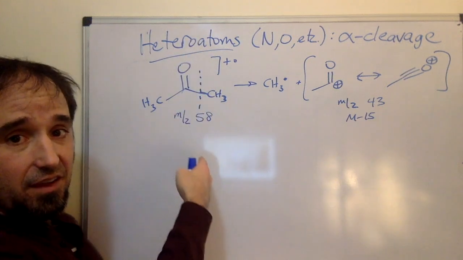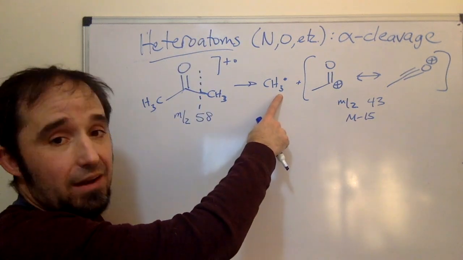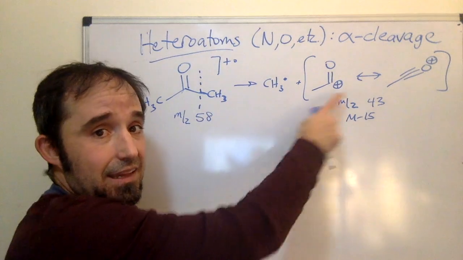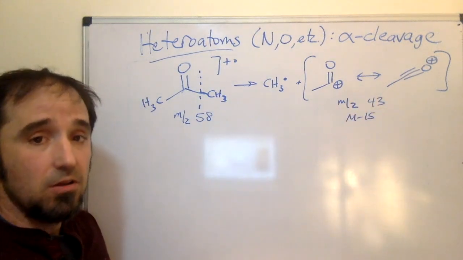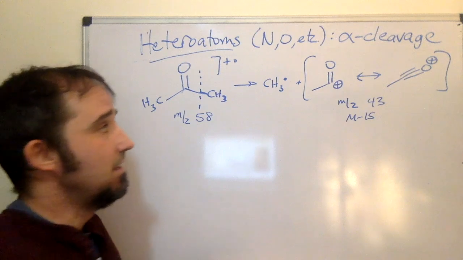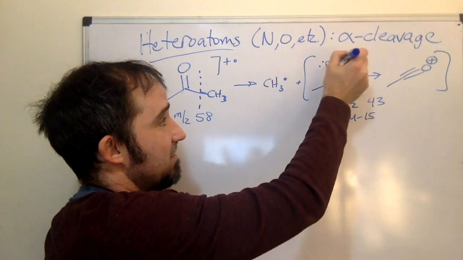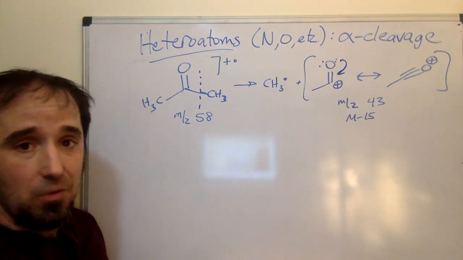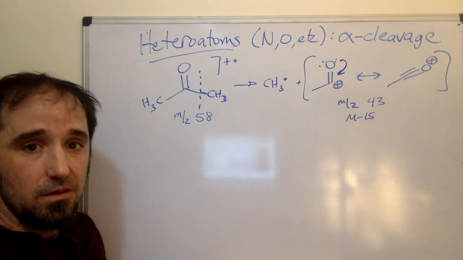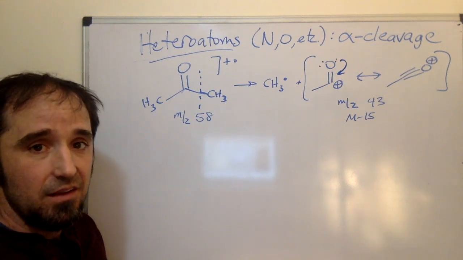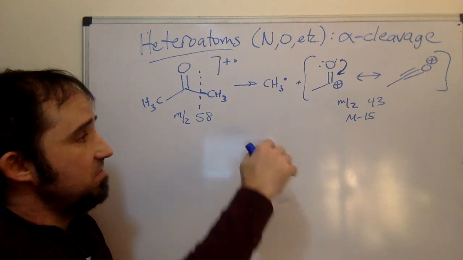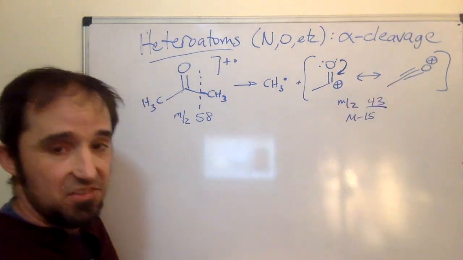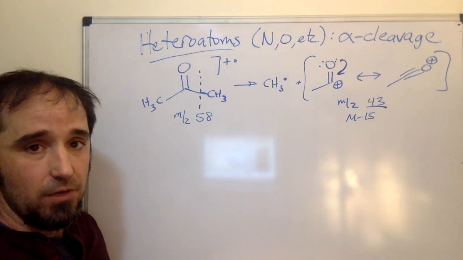Right? So if I cut there, I get this methyl radical, and I get this cation, and the cation is actually delocalized. Even though it doesn't look like it, I can pull a lone pair from this oxygen over. And so that's a relatively stabilized cation. And so we'll see a mass loss of 15 here, big peak in acetone's mass spectrum at 43.